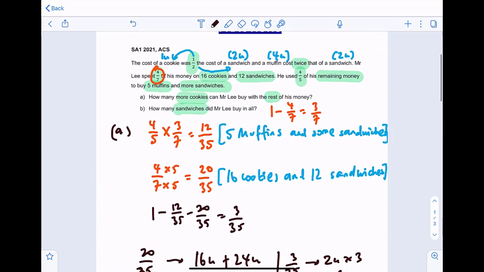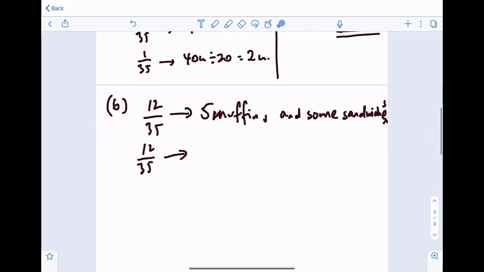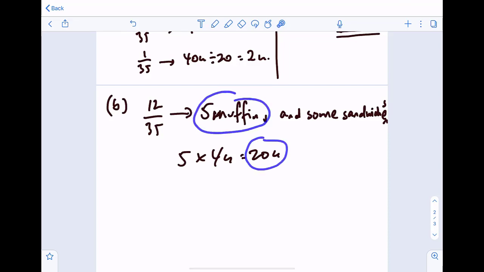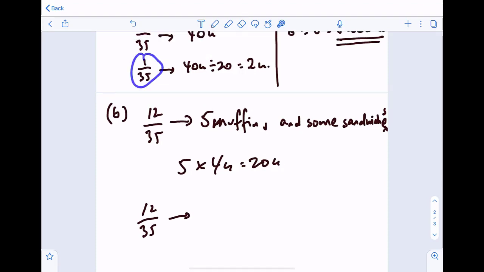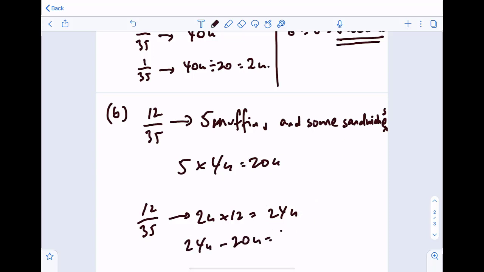Okay, we know that the 5 muffins will be 5 times 4 units. So 5 times 4 units, that will be 20 units. Of course, that will just be for the 5 muffins. So 12 out of 35 will allow us to buy how many units? Let's see. 1 over 35, we can buy 2 units. So if it's 12 out of 35, that will be 2 units times 12, 24 units. And you've already spent 20 units for the 5 muffins. The remainder will be used to buy the sandwiches. 24 units minus 20 units, that will be 4 units.